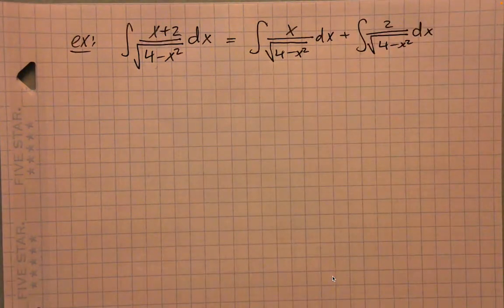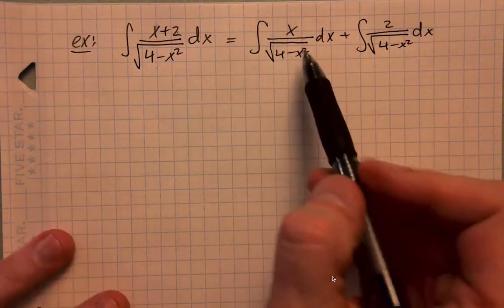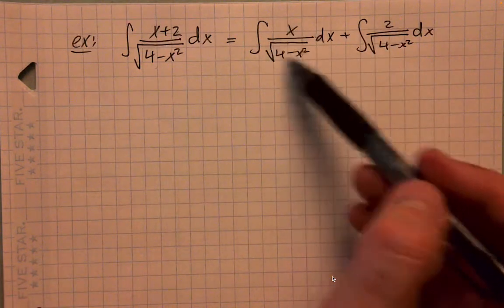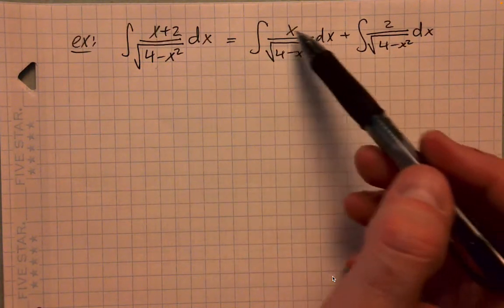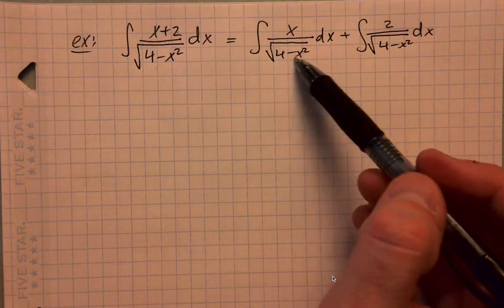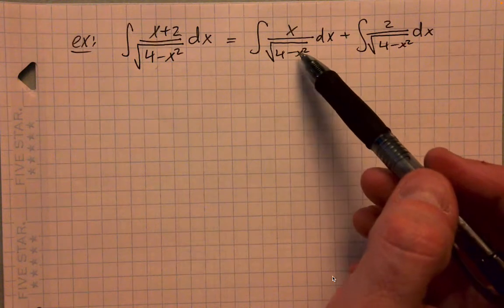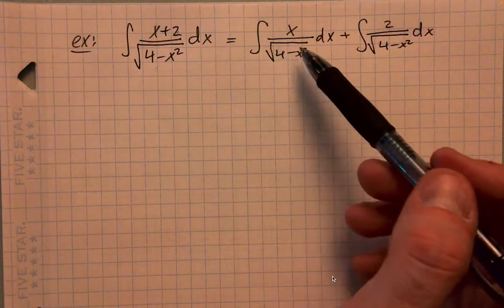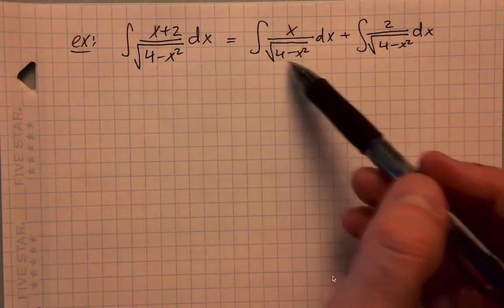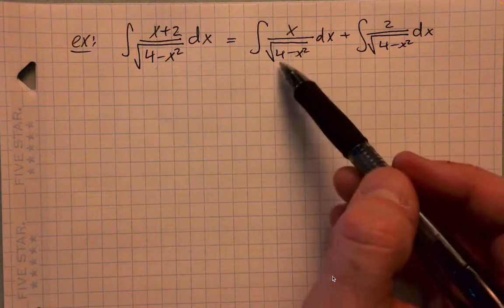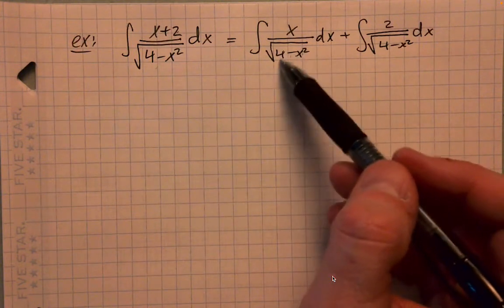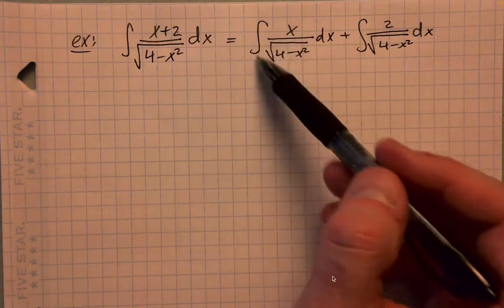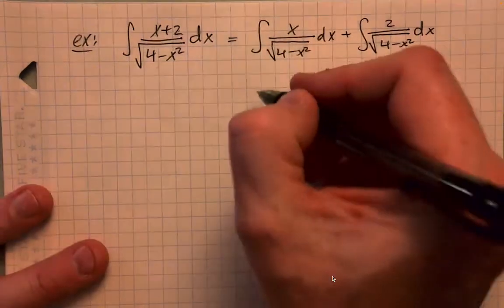Okay, so looking at this, you can see that, so kind of taking them separately. This first one, you've got this x up here, and there's not much we can do about that, but the denominator looks like an a squared minus u squared form. So if I let u equal x, then I should be able to get this guy here with just a u substitution, actually. No, if I let u equal 4 minus x squared, actually, then the derivative of u would be negative 2x. So I can multiply and divide by negative 2 in this one and do a regular u substitution.